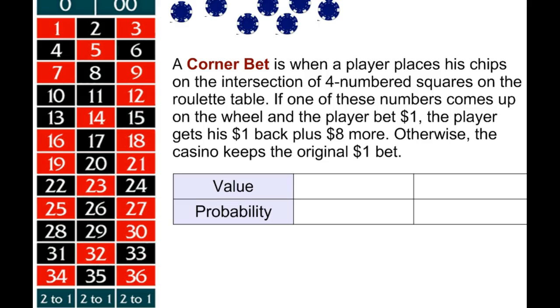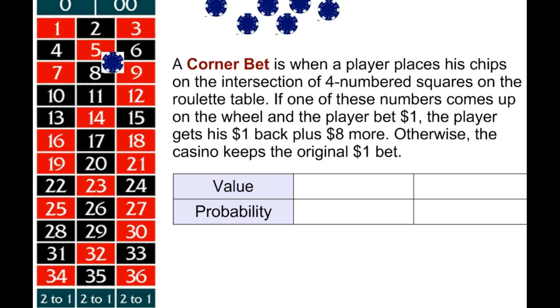Now, there's another type of bet when you play roulette, which is called a quarter bet. You can take a chip and put it on the corner of some numbers, like there. If you put it on the corner, then you're betting all 4 of those numbers. If any of those numbers hits, you win, but you don't win as much as you would if you just bet on one number. You only get your $1 back plus $8. That's called a quarter bet. So the casino keeps the money.